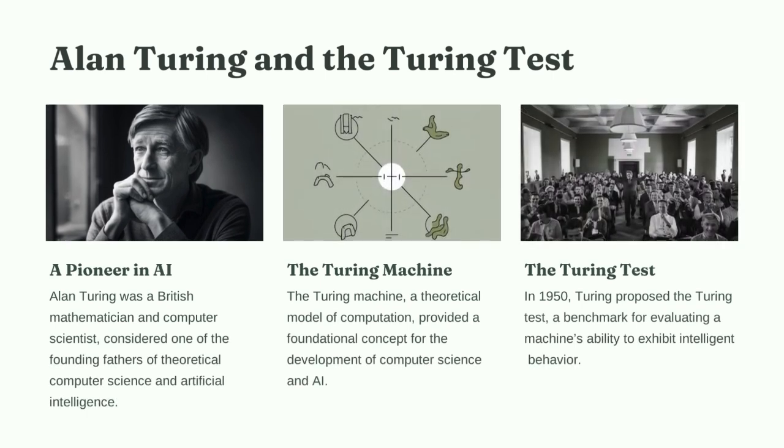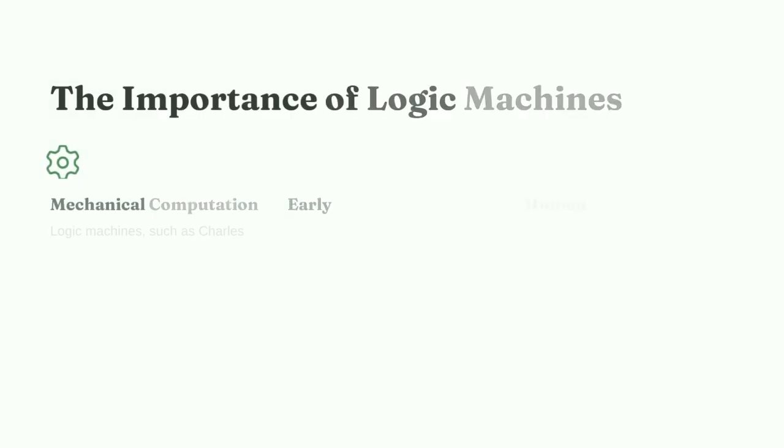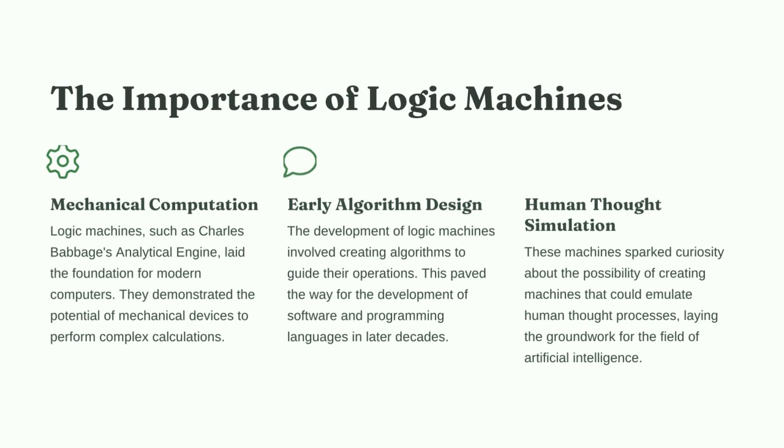Many of the technologies we see today, from self-driving cars to personal assistants like Siri and Alexa, are the culmination of years of research and development. But where did it all begin? We begin with Alan Turing, a pivotal figure in the birth of AI.